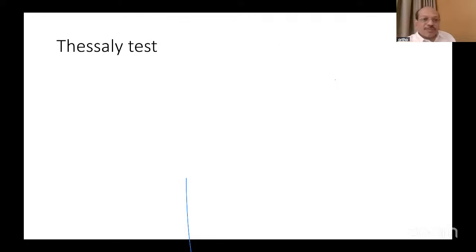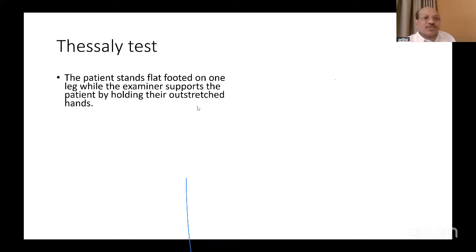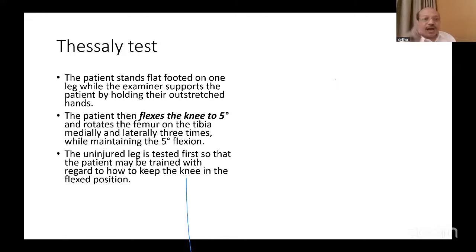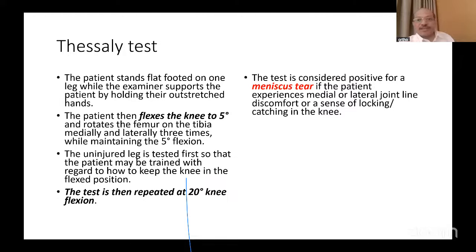So basically, what are the tests? The patient stands flat-footed on one leg, while the examiner supports the patient by holding their outstretched hands. The patient then flexes the knee to 5 degrees and rotates the femur on the tibia medially and laterally 3 times while maintaining the 5-degree flexion. The uninjured leg is tested first so that the patient may be trained in how to keep the knee in the flexed position. Now the same test is repeated at 20-degree knee flexion.